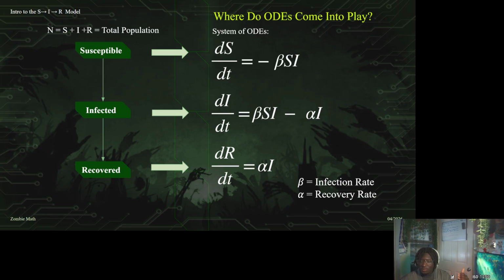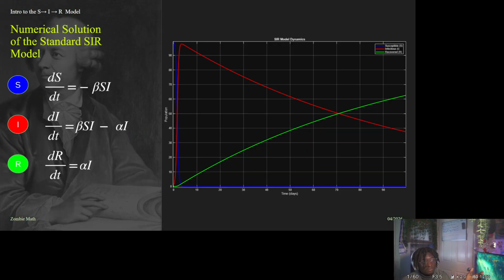The growth of the infected population is completely dependent on the susceptible group, and the recovered group solely relies on the infected group for its growth, right? So alpha being our recovery rate, slowly over time, as you'll see numerically in this next slide, infected recover, and then boom, right?